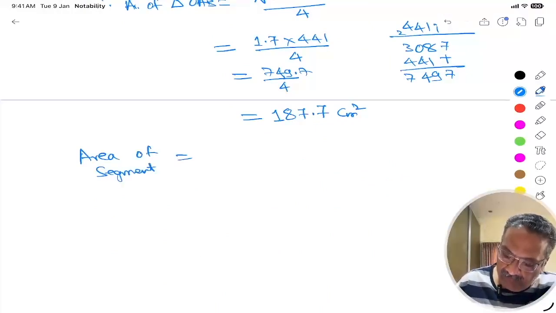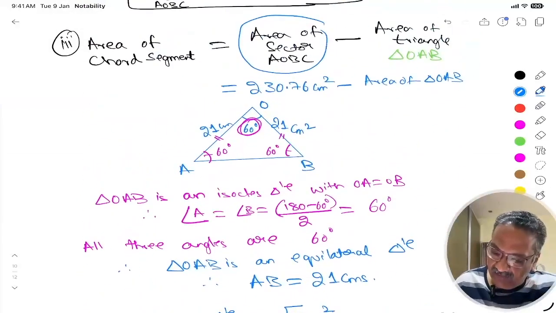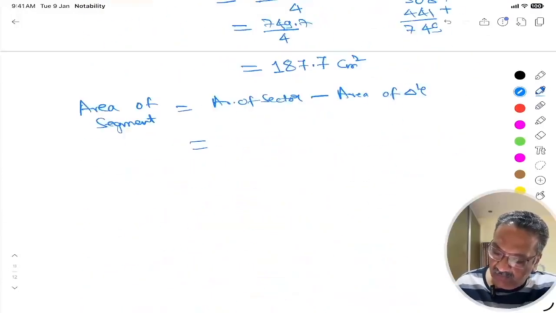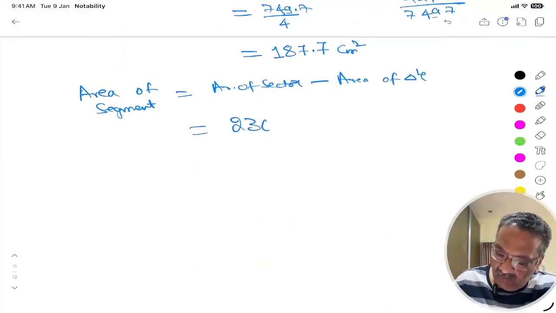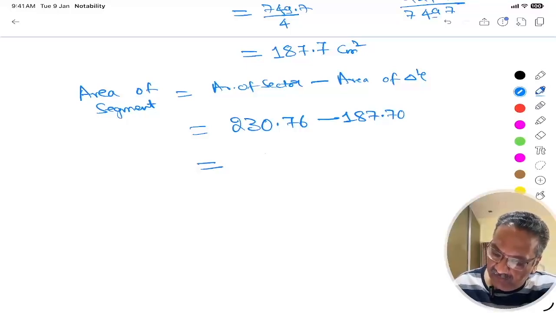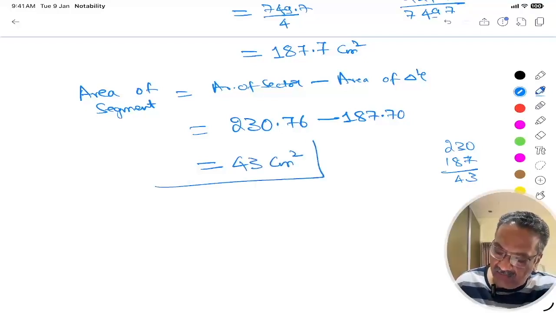to area of sector minus area of triangle. Area of sector, how much did we get? 230.76. We have got 230.76 minus 187.70. So this will be roughly equal to 230 minus 187, 43. Area of segment is 43 centimeter square.